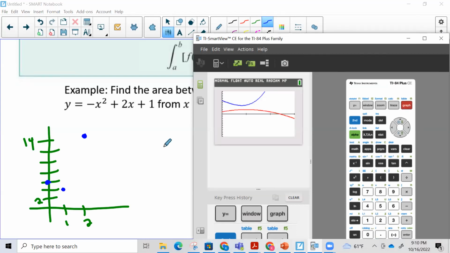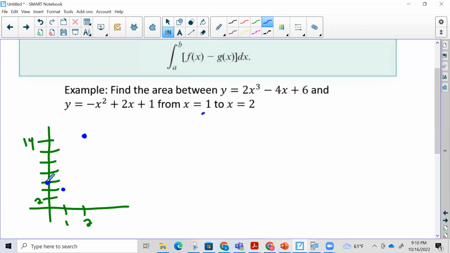And if I just look at it to get an idea of the shape, I think the min is right before 1, but it goes here and then up. It doesn't have to be perfect. Okay, and you want to label them. So this is 2x cubed minus 4x plus 6.